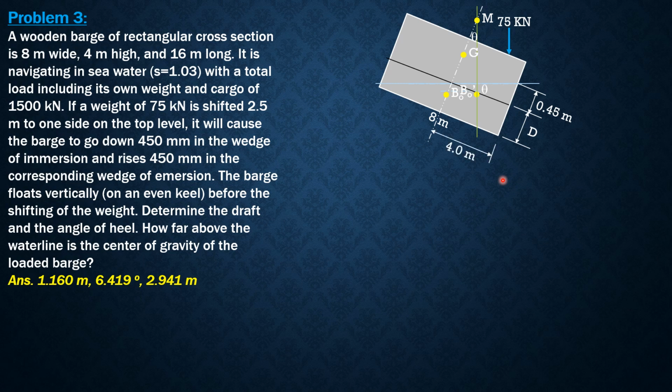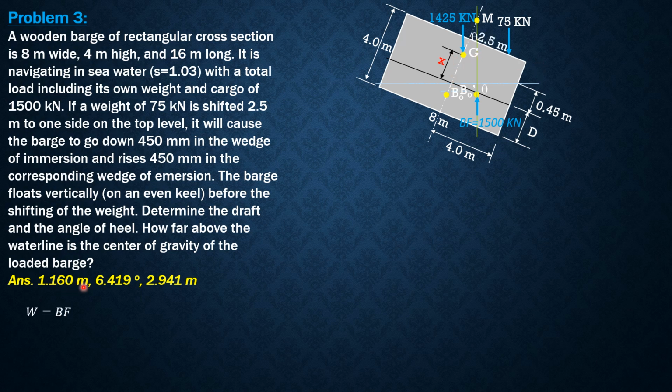Then this is half of 8, so 4 meters. So 1,500 minus 75 is 1,425 kilonewtons. So the location of the center of gravity remains at this position, which is at distance x from the original waterline section. So this is 1,425 plus 75, and that's 4 meters. So let's call the distance of the center of gravity from the waterline section as x. And this is 2.5 meters.